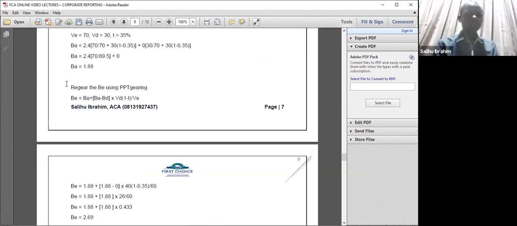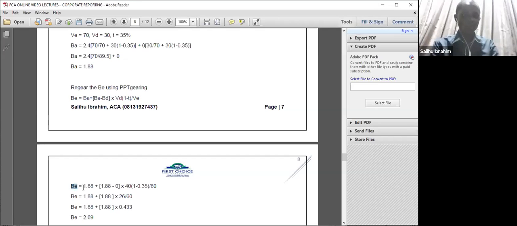What will I now do? I need to regear it by recognizing PPT gearing. And what is PPT gearing? PPT gearing, we're told, should be 40-60, debt over debt plus equity. Now, I need to regear this. This is my regearing formula. Okay? Just picture this formula. Don't cram it. It's already there in the formula sheet. Know how to apply it.